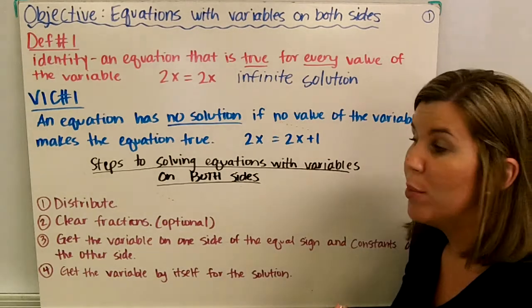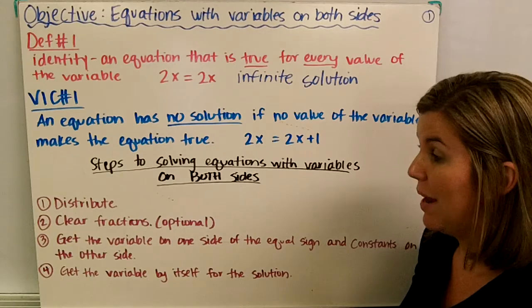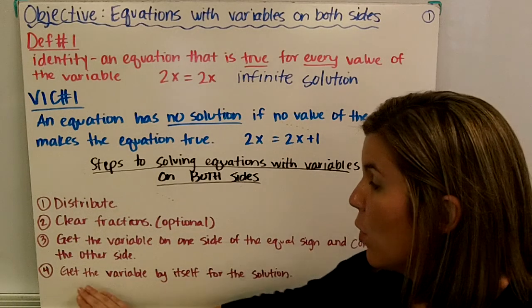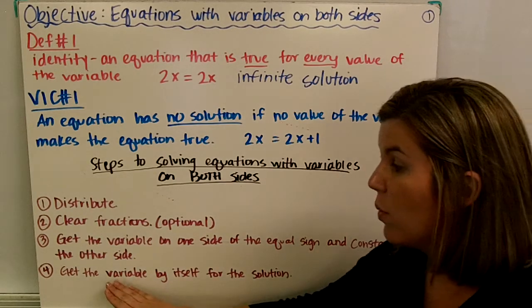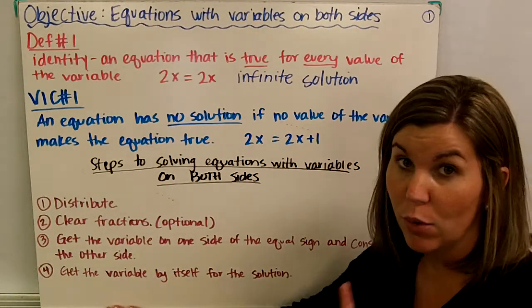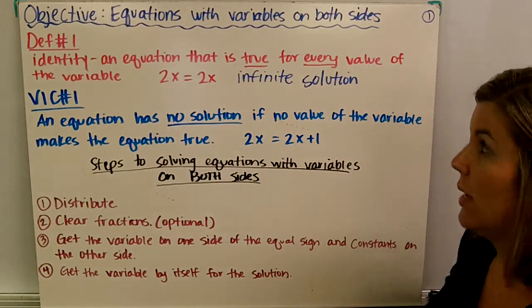So we want our variable, our letter, on one side, and we want our numbers by themselves on the other side of the equal sign. Number 4, get the variable by itself for the solution. So we want our variable, maybe x or a or b, by itself, so only one of them, and it has to be positive on one side of the equal sign.